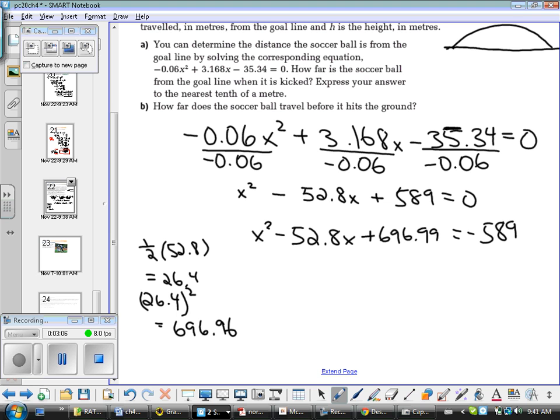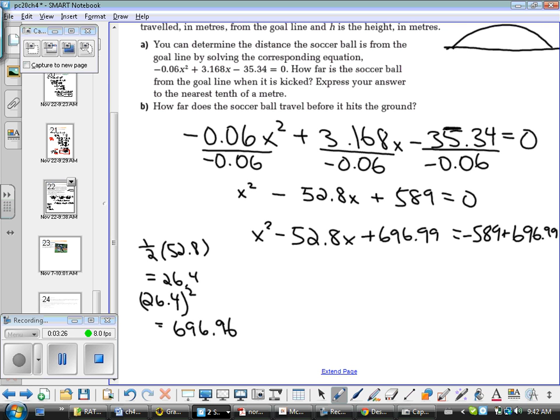Of course I want to add the same thing over here just to keep my equation equal. Getting a little squishy over here. So negative 589 plus 696.96.